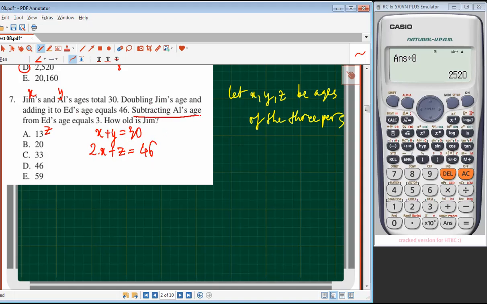Subtracting L's age, that means we take Z minus Y equal number 3. To find the result, we solve this system of equations by using the calculator.